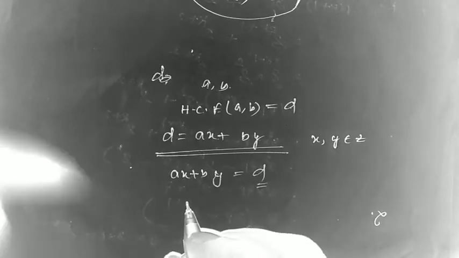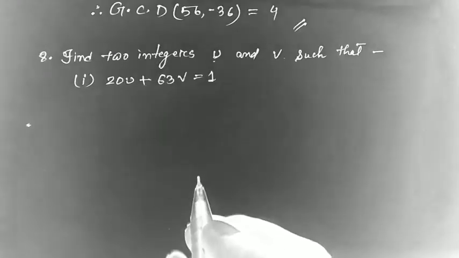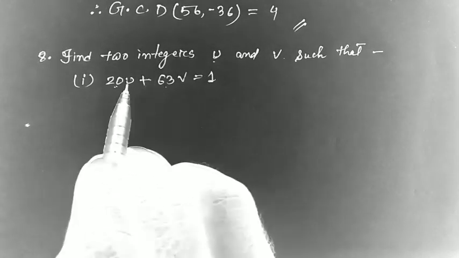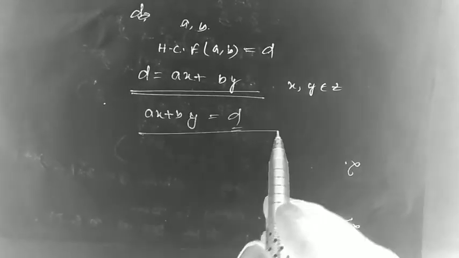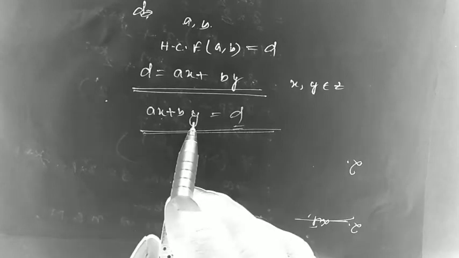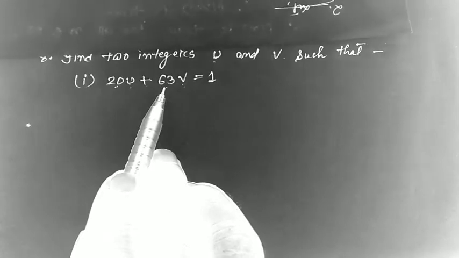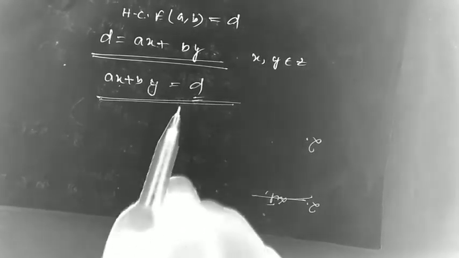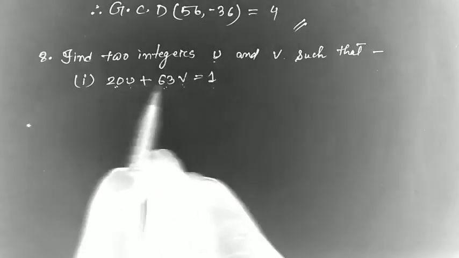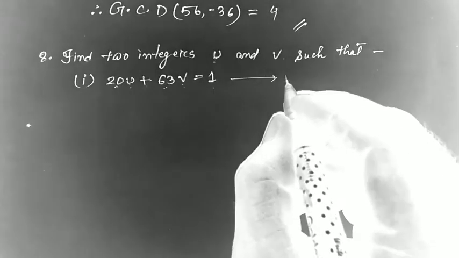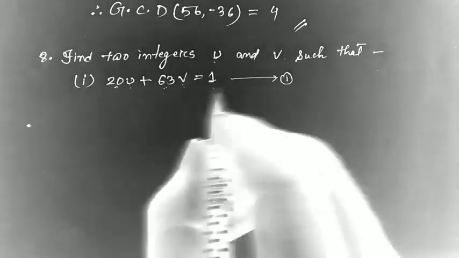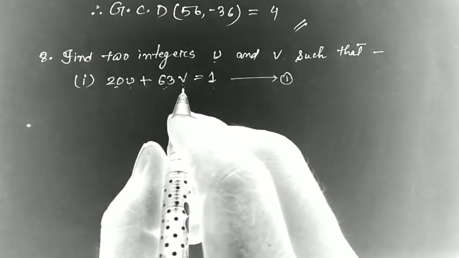Question number 8 is to find two integers u and v such that 20u plus 63v is equal to 1. Before that I am going to explain something. Suppose d is the GCD of a and b, that means d is the HCF of a and b. Then d can be written as ax plus by, where x and y are some integers.